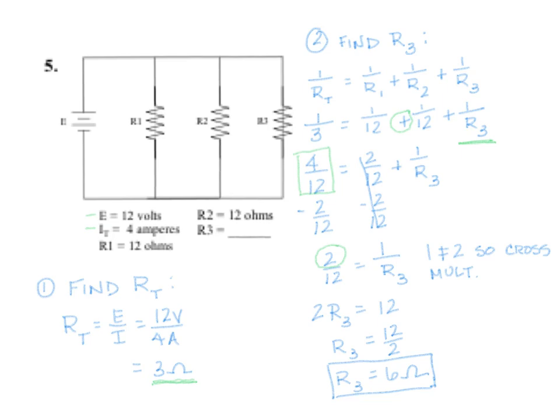But what we can do is cross multiply. So we're going to cross multiply. And so we're going to do 2 times R3. So I'm going to come down and do 2 times R3. And then I'm going to set that equal to 12 times 1. And so now I have 2R3 equals 12. If I divide by 2 on both sides, I get that R3 is actually 6 ohms.